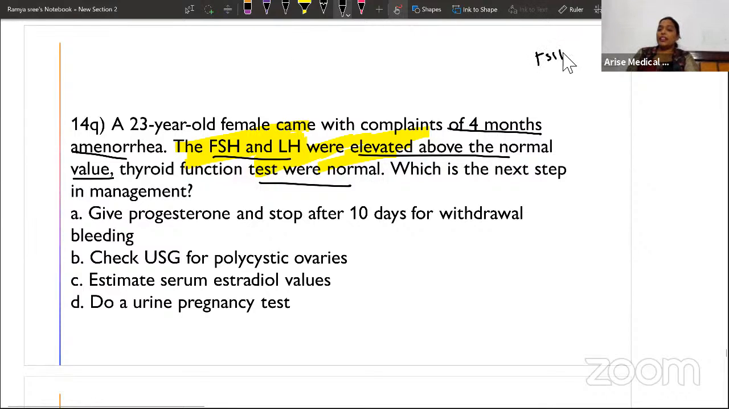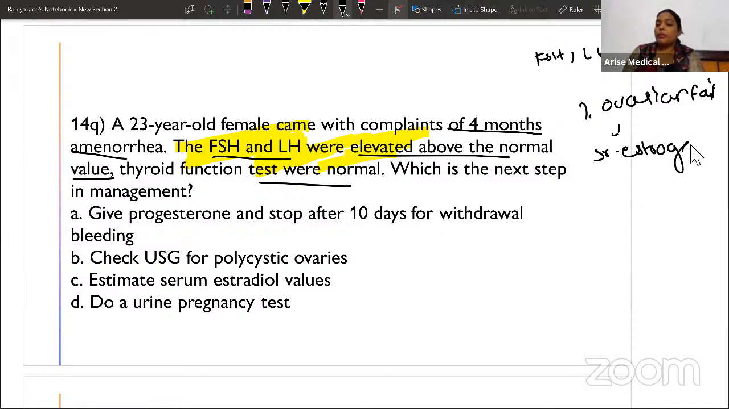FSH and LH are elevated whenever your end organ is not working, that is, the ovary is not working. So it is something related to the ovary, probably ovarian failure. How can I confirm the ovarian failure? FSH and LH will be more than 40, but when you measure the serum estrogen, it will be less than 20 picogram per ml. Yes, excellent, Akansha. So this is a case of premature menopause.